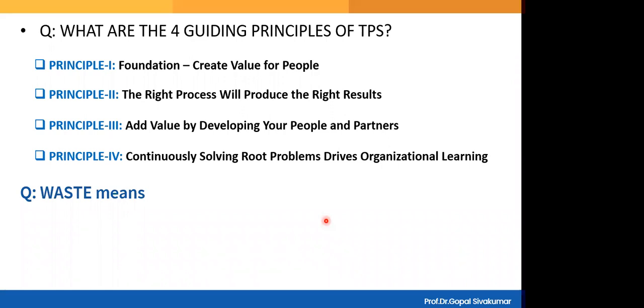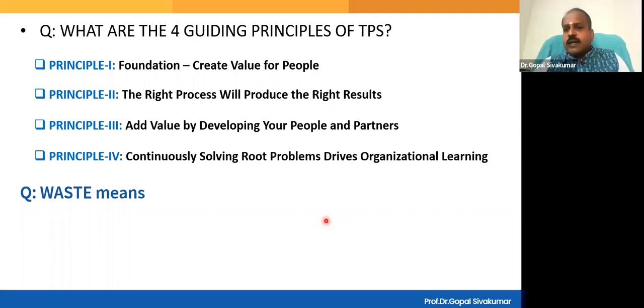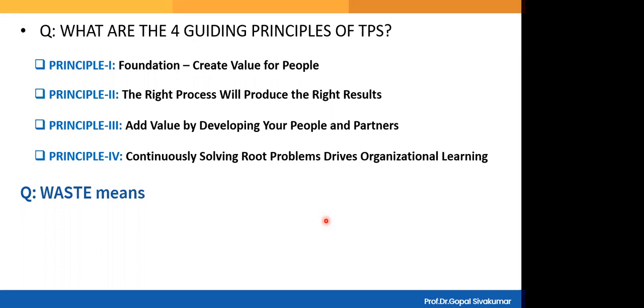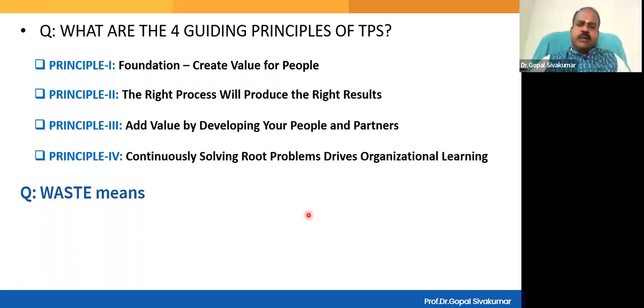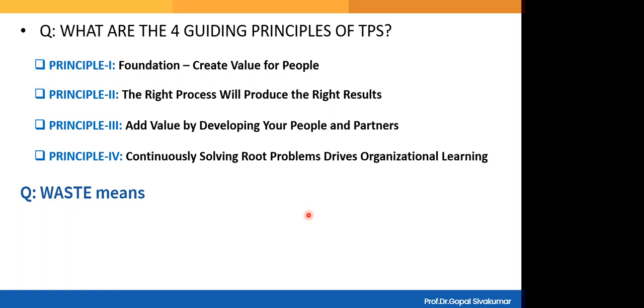Excuse me, sir. Yes. Sir, can you give one real-time example of identifying inefficiency in a manufacturing unit? Eliminating inefficiency: inventory reduction. You know what inventory is? Yes, sir. The stock at hand.